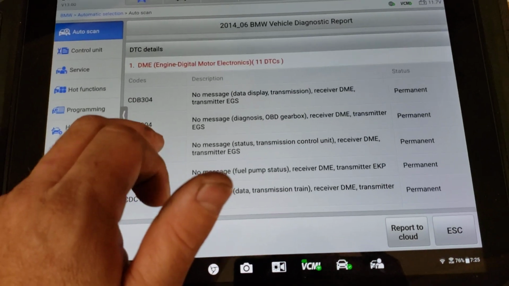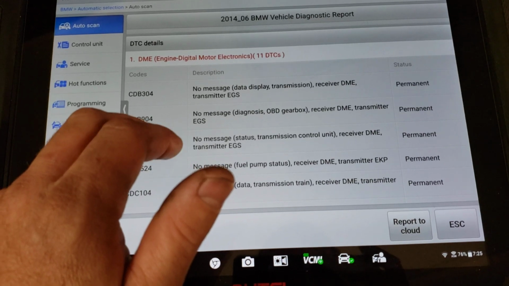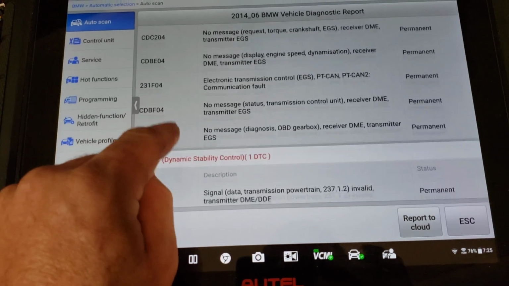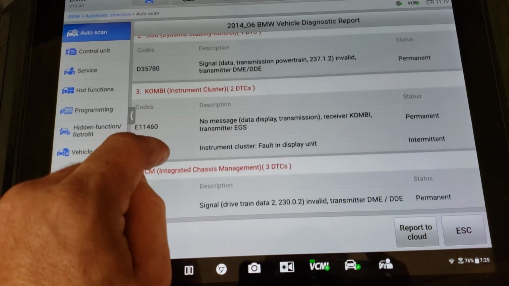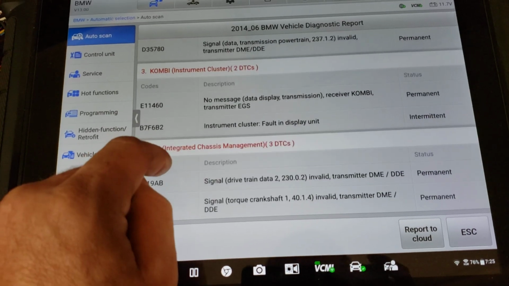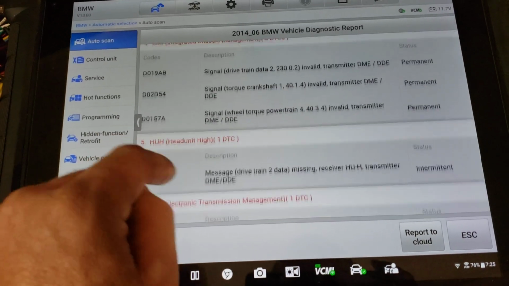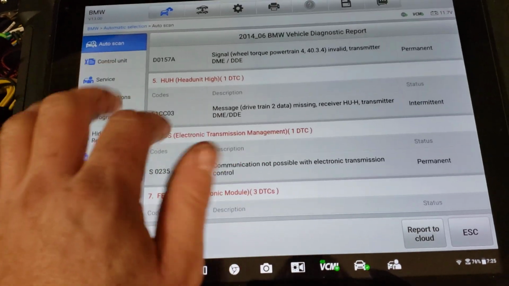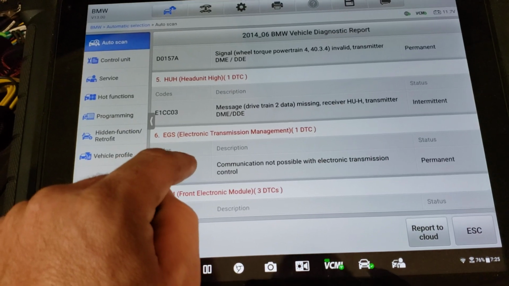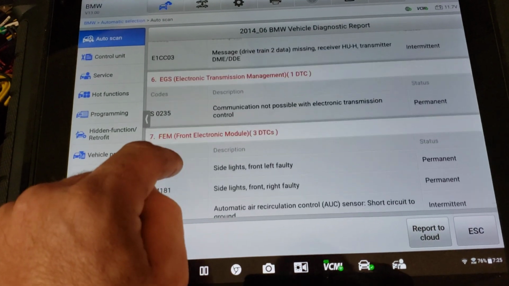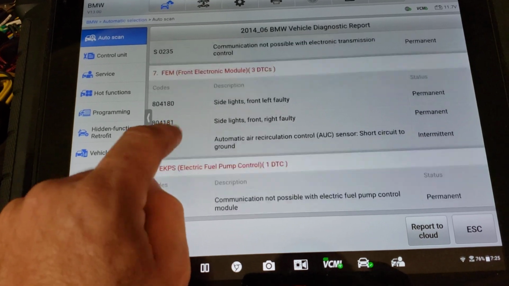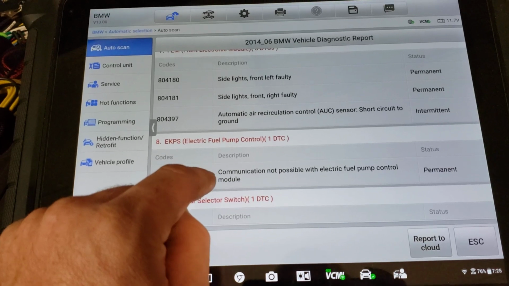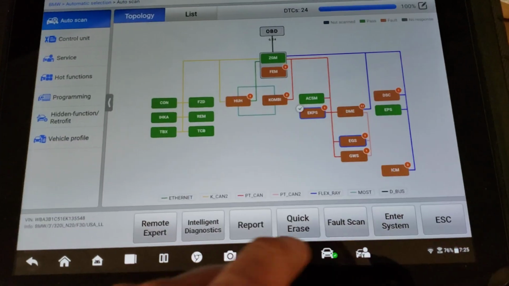Just to look at these again, let me look at them one more time. DME, no message with the EGS, no message from the fuel pump, which is the EKP. Instrument cluster, no message with the EGS. Headlight unit, we don't care about. That's on a different bus anyways. EGS, no communication with the transmission. Fan, we don't care about for now. So the fuel pump control: fuel communication not possible with electronic fuel pump control, which is on the same bus we're talking about.